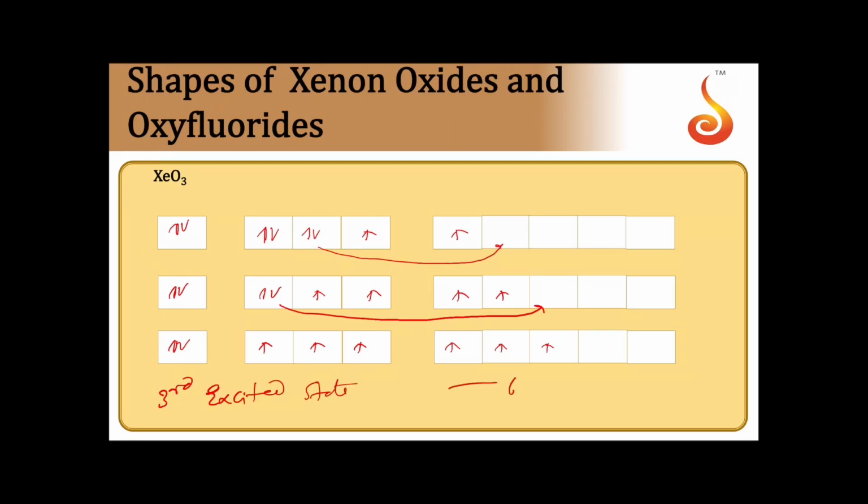So therefore it can form 6 bonds. In the 6 bonds here, 3 double bonds are formed by xenon. And still we have 1 lone pair present on it. As regarding the structure of xenon trioxide, it is sp3 hybridization with 1 lone pair, so we have a pyramidal structure.